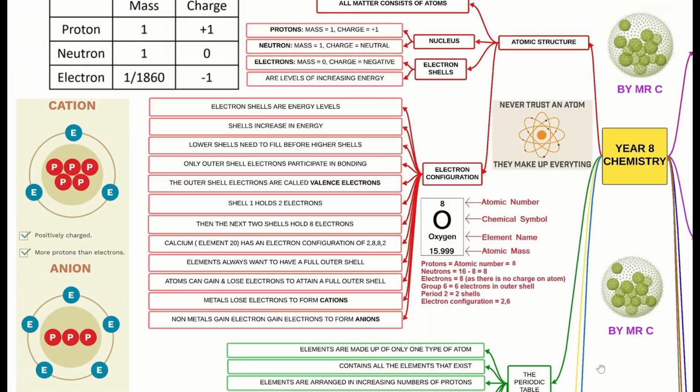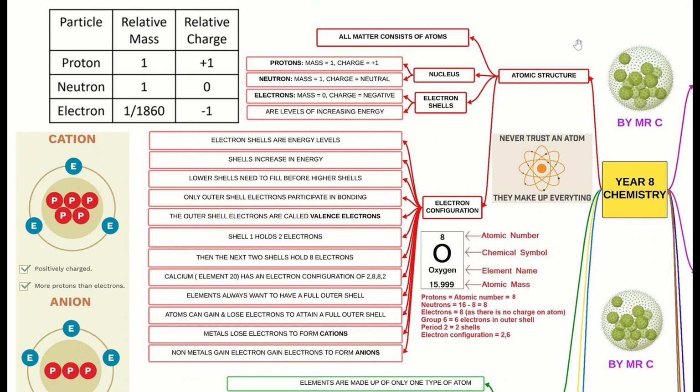And we'll go up to the first part of the mind map, which is all about the atom. And we start off with one of my favorite science jokes, which is never trust an atom because they make up everything, before we move into what we call atomic structure, which is the structure of the atom. We see that all matter is made up of atoms.